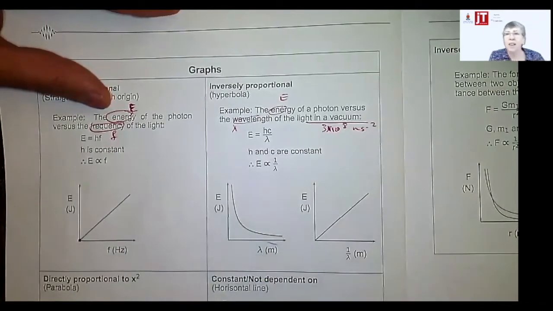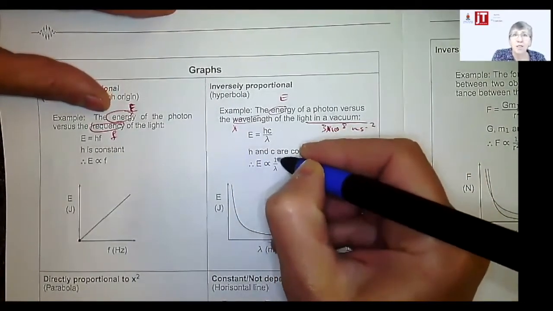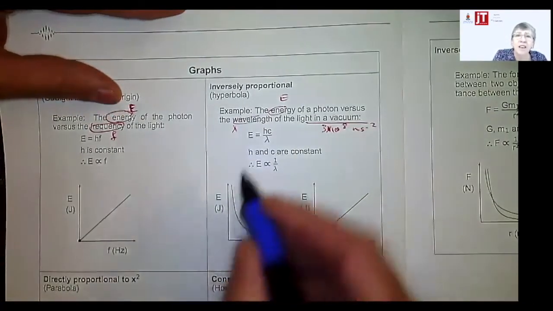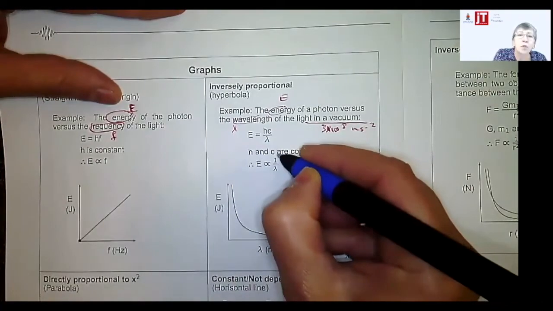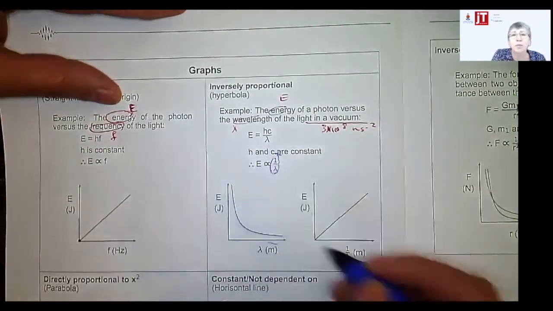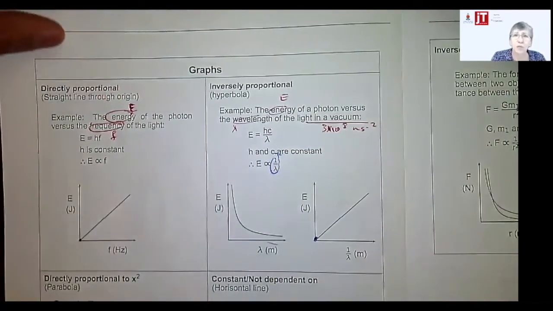But I can do something else. I can take 1 over lambda, right? If I take 1 over lambda as my axis, then that is directly proportional to the other axis. That axis is directly proportional to the whole axis. So obviously then we get a straight line through the origin.